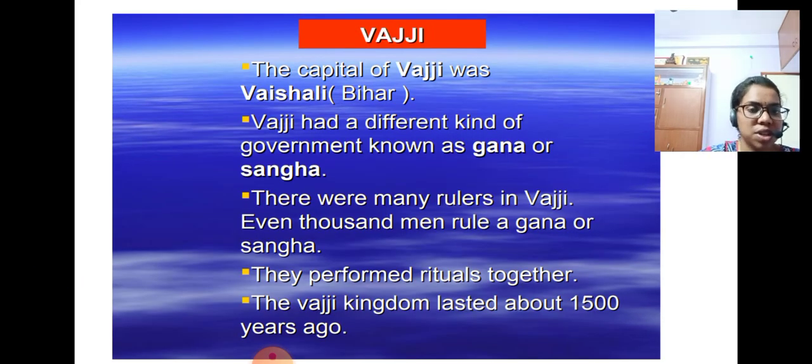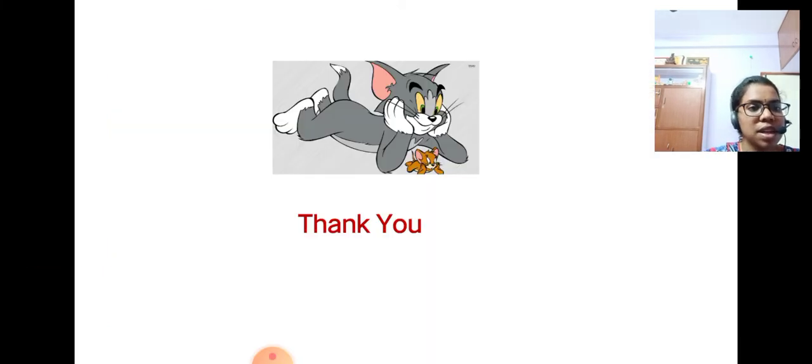Next, Vaji. The capital of Vaji was Vaishali, now in Bihar. Vaji had a different kind of government known as Gana or Sangha. There were many rulers in Vaji, even 1,000 men rule a Gana or Sangha. They performed rituals together. The Vaji kingdom lasted about 1500 years ago.